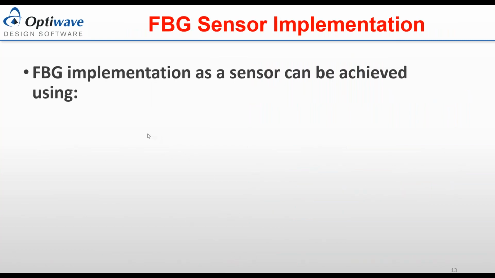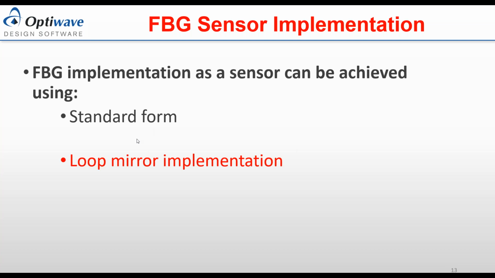Okay, now the implementation in OptiSystem for the FBG to be used as a sensor, you might have it as a standard implementation where you have the grating placed somewhere along the length of the fiber link, or you might have it using this loop mirror implementation, which is the main topic in this webinar. Now, there are advantages and disadvantages of the standard form. One of them is you can have only single axis capability. I'm going to show it to you later on.